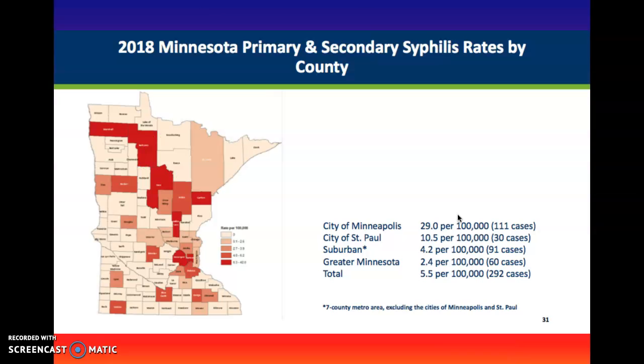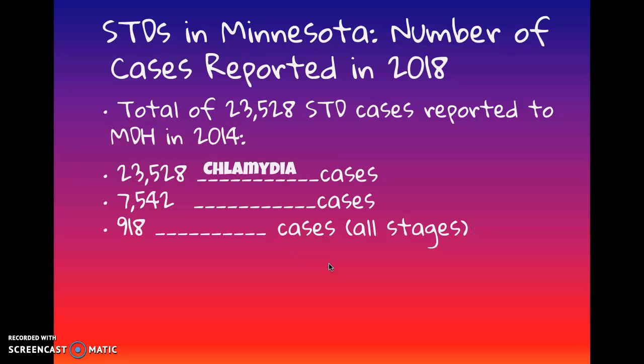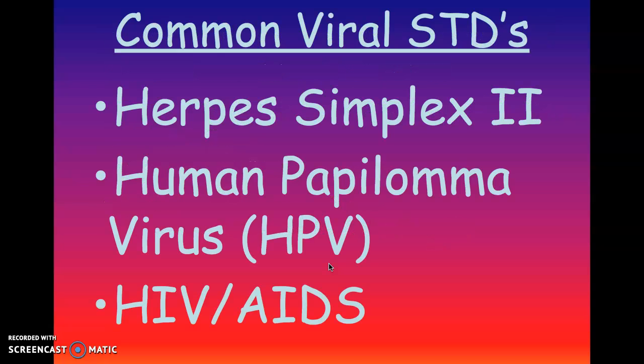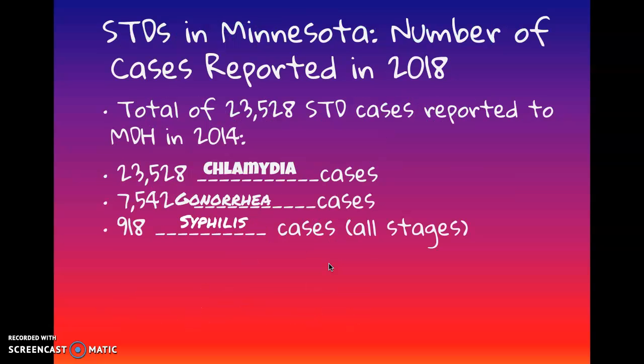All right, so that is syphilis. You can see here, the numbers are really low compared to the other 2 bacteria. Just to review, chlamydia, there were 23,000 cases in Minnesota, about 7,500 of gonorrhea, and about 918 of syphilis. All right, so those are the 3 most common bacterial infections.